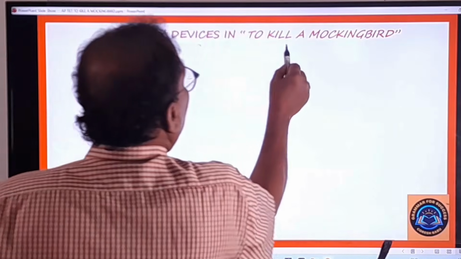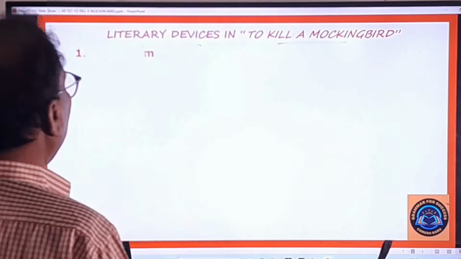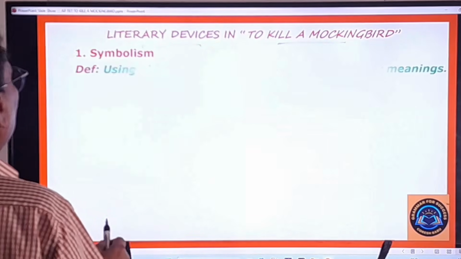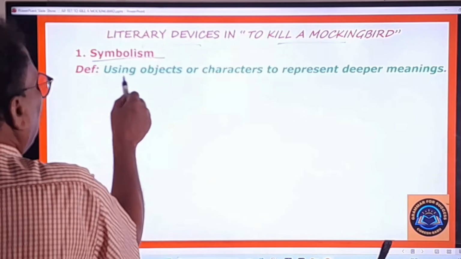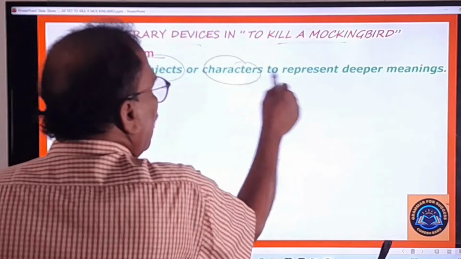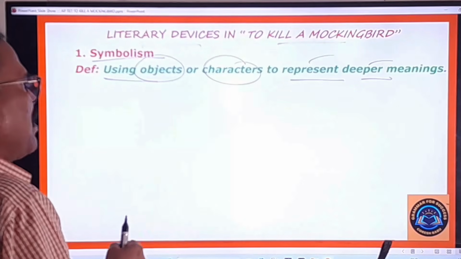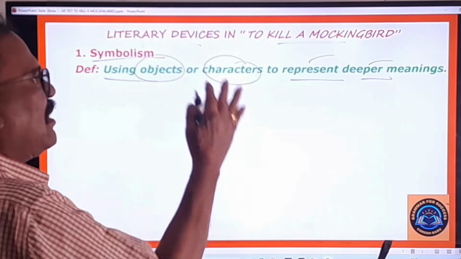Literary devices in To Kill a Mockingbird. What are the literary devices employed by Harper Lee in this novel? First, symbolism. Symbolism means what? Using objects and characters to represent deeper meanings. You will come across so many objects and characters that represent deeper meanings.